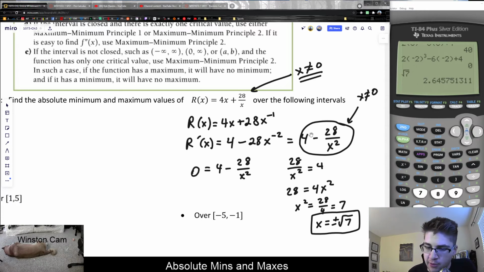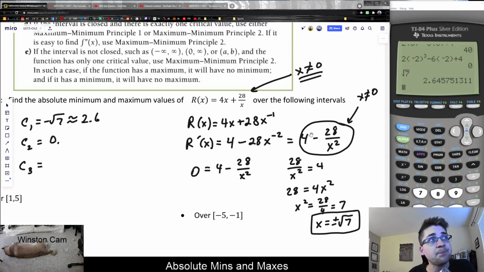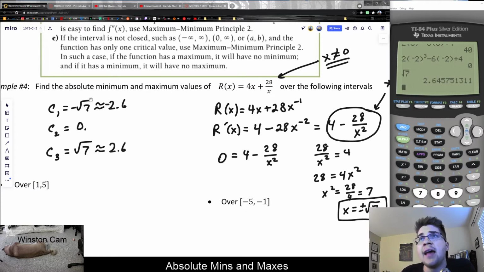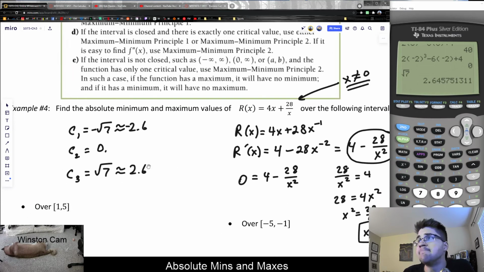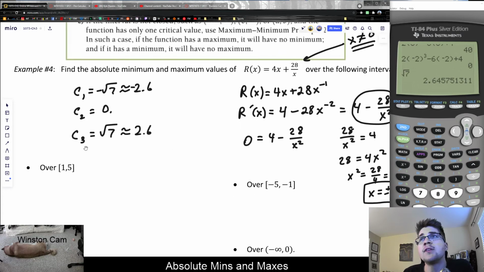So the critical values are going to be negative root 7, which is approximately negative 2.6. The second critical value would be 0 because it's undefined, a very easy thing to forget. And the third critical value would be at positive root 7, which is about 2.6 as well, but positive. And again, step B, we want to find them all. And don't forget, if it does involve division, that is important.